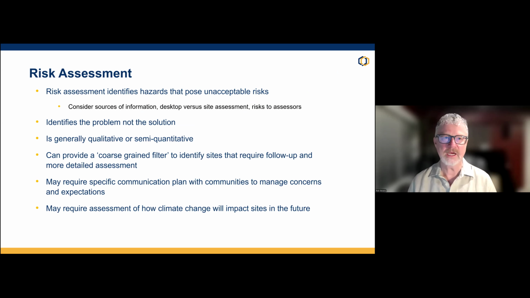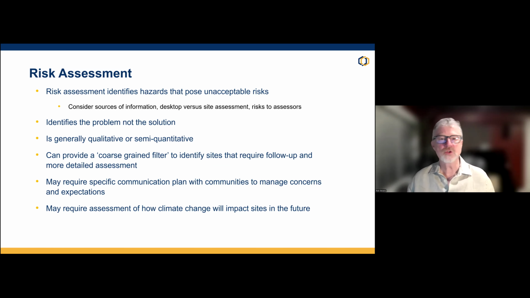So then when we get to risk assessments, we're going to look at this with the tool in just a little bit. So risk assessment, really, it's about identifying hazards that pose unacceptable risks. And it's really about identifying a problem, not a solution. So today, what we're going to look at is identifying the risks at a site, which doesn't then develop a closure solution or a remediation solution. But the first step is to understand the risks that exist and the nature of those risks. And from there, then you can generate that solution.